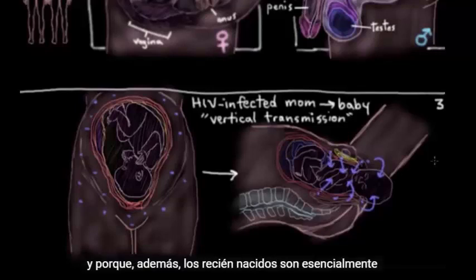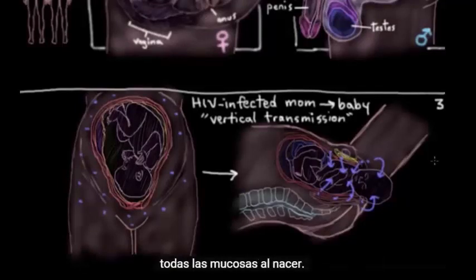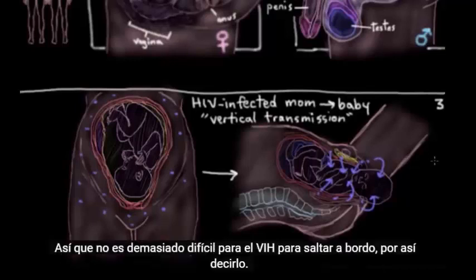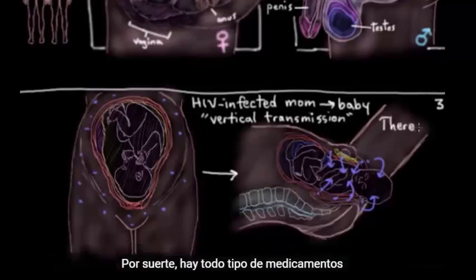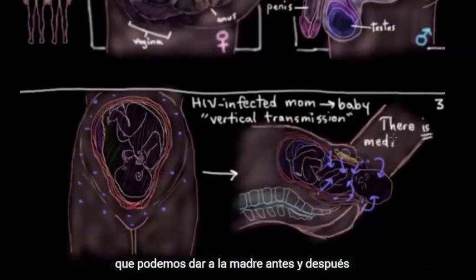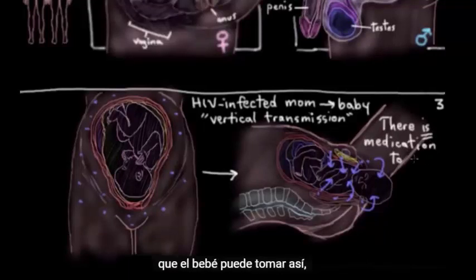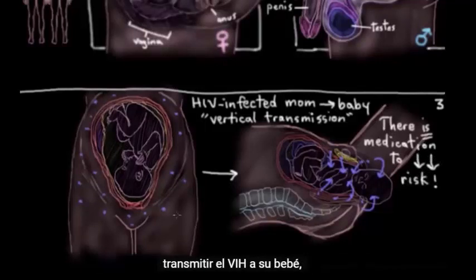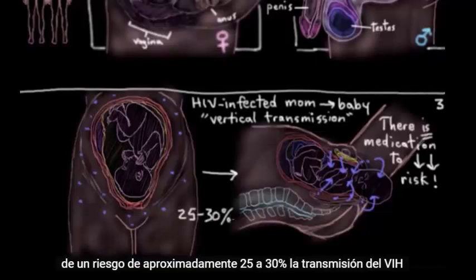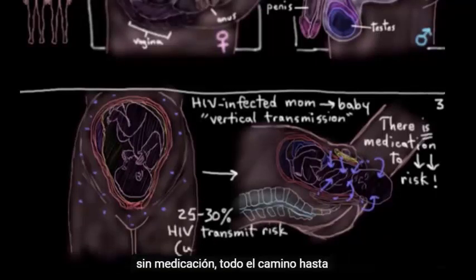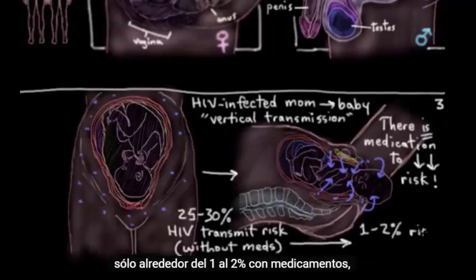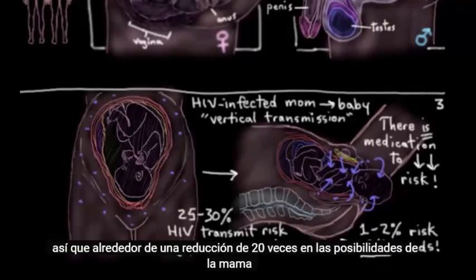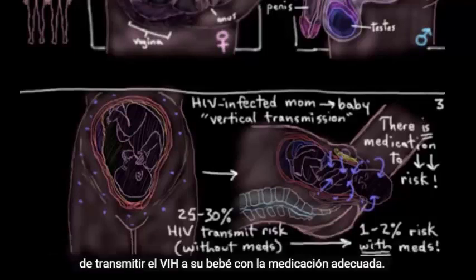And because newborn babies are essentially all mucous membrane at birth. They just have really thin skin. So it's not too hard for HIV to jump on board, so to speak. Luckily, there's all sorts of medications that we can give to mom before and after her pregnancy and labor, and there's medication that the baby can take as well, and all of that drastically reduces the risk of mom passing HIV onto her baby from a risk of about 25 to 30% HIV transmission without medication, all the way down to only about 1-2% with medications. So around a 20-fold reduction in mom's chances of passing HIV onto her baby with the proper medication.